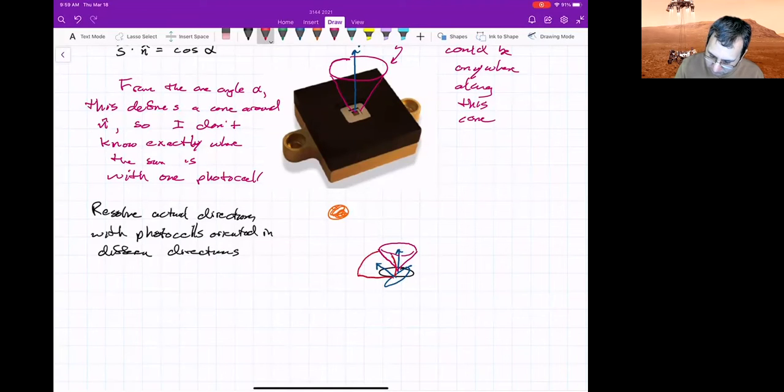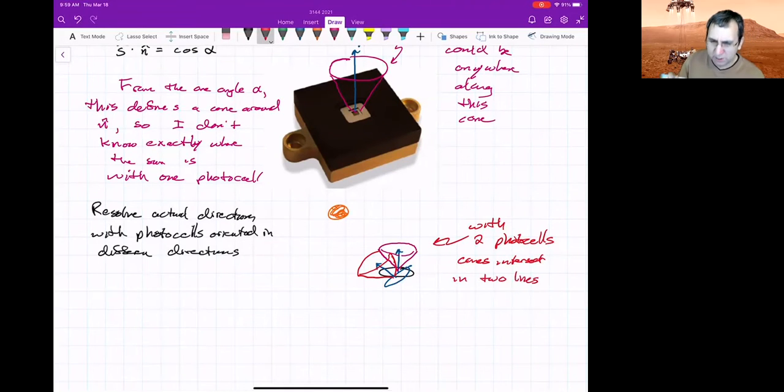And these two cones will generically intersect in two lines. So that's with two photocells. With a third photocell, now I can pick up the three cones will intersect in only one line. The cones intersect in two lines.